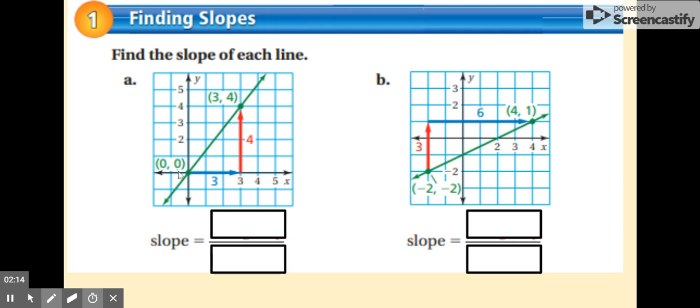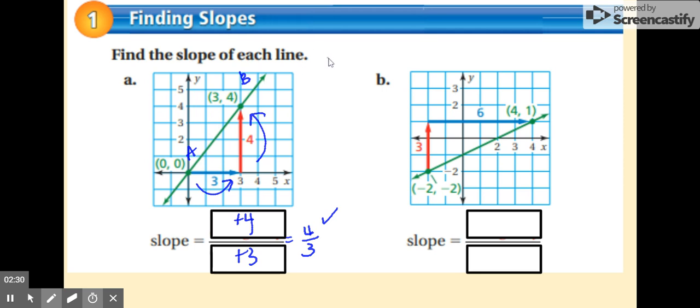So what is the slope? Change from A to B. It is going up by 4, going to the right by 3. So it's going to be 4 over 3. You don't need to change it to a mixed number. You just keep it as an improper fraction.